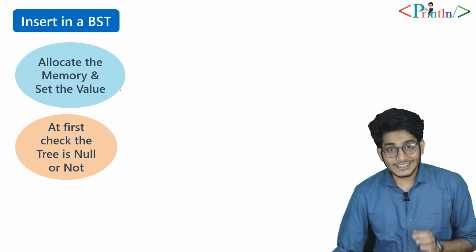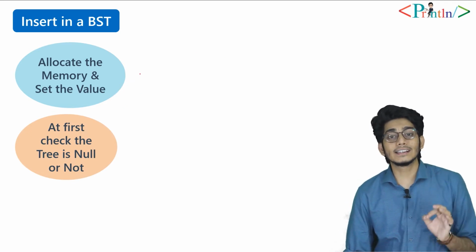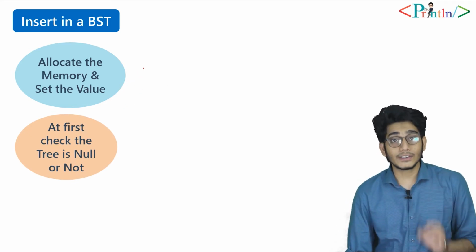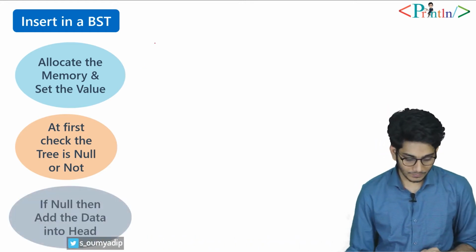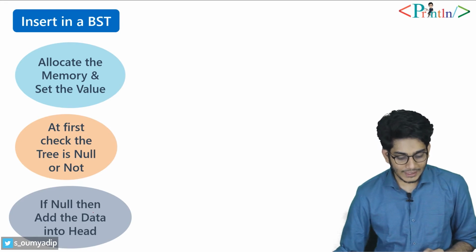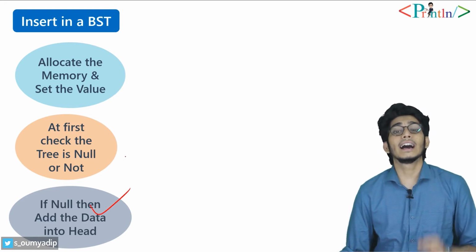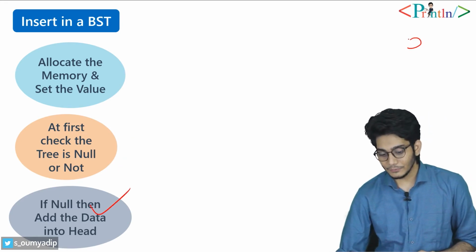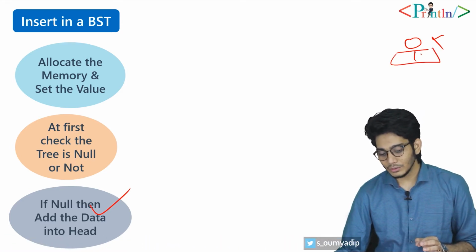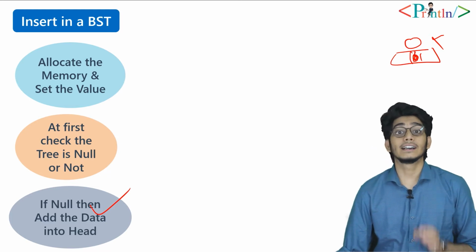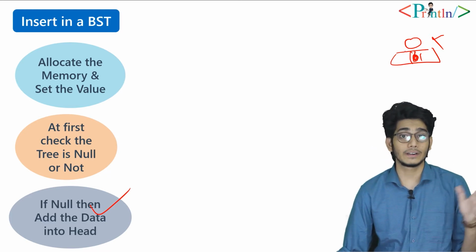Then we have to check whether the tree is null or not. If the tree is null, it means we don't have any value within the tree. If null, then we'll add the data to the head node. So let's say that we don't have any value within the tree. We'll insert one value. We'll just set that value within our head node or root node, whatever you can call it.